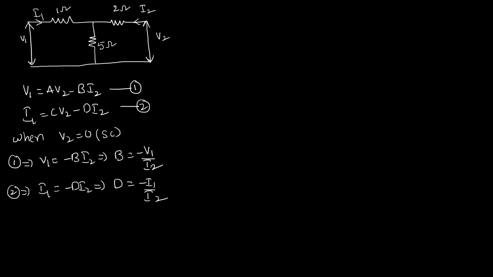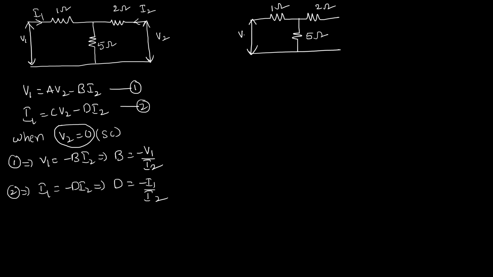Now let me draw the network under this particular condition. Okay. So without any sources, first we need to draw the skeleton. Okay. Like this. This is 1 ohm. This is 2 ohm. And this is 5 ohm. Now what is the condition? The condition is V2 equals 0. That means we should not disturb the input port. So write it as it is.